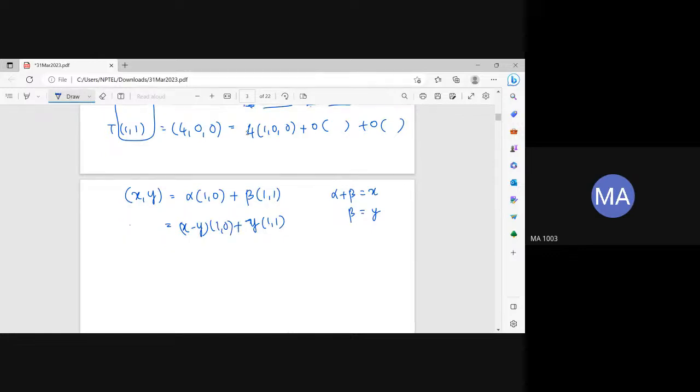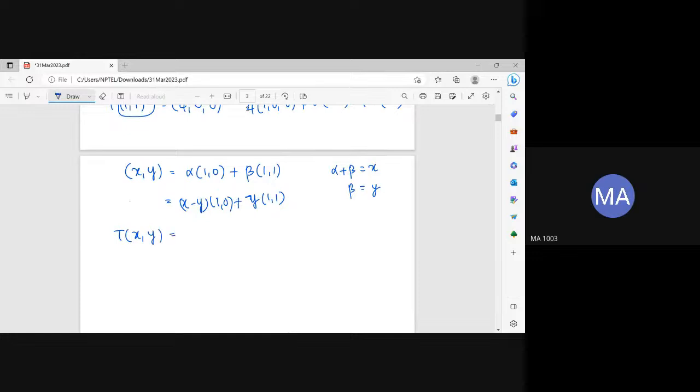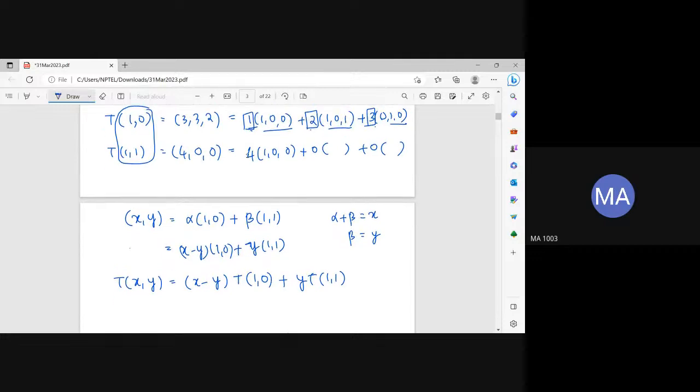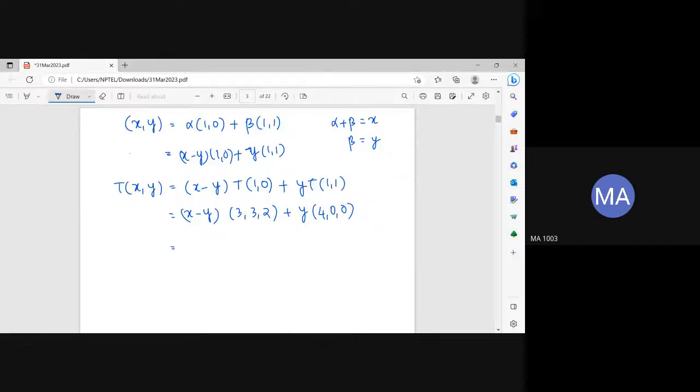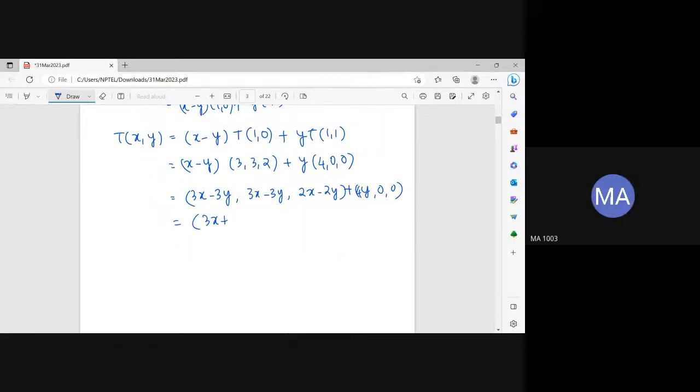That's all. Once this is done, T of (x, y). I know T is a linear transformation. So (x minus y) times T of (1, 0) plus y times T of (1, 1). And I know what T of (1, 0) is, (3, 3, 2), and T of (1, 1) is (4, 0, 0). So that gives (3x minus 3y, 3x minus 3y, 2x minus 2y) plus (4y, 0, 0). That's all. This is the linear transformation: (3x plus y, 3x minus 3y, 2x minus 2y). You can also verify.